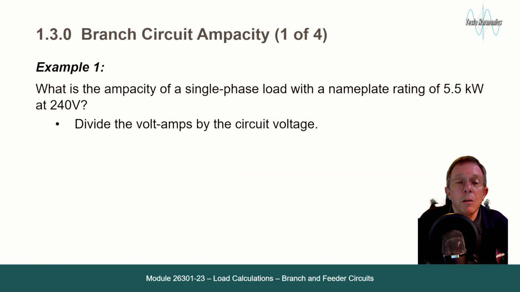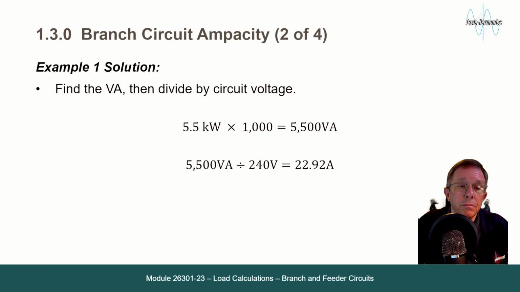Branch circuit ampacity. What is the ampacity of a single-phase load with a nameplate rating of 5.5 kW at 240 volts? We would divide the volt amps by the circuit voltage. Find the volt amps and then divide by the circuit voltage. 5.5 kW times 1000 equals 5,500 VA. 5,500 VA divided by 240 volts equals 22.92 amps.